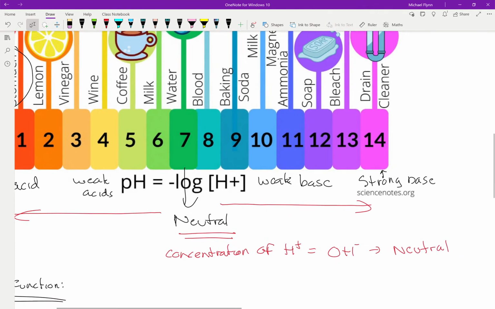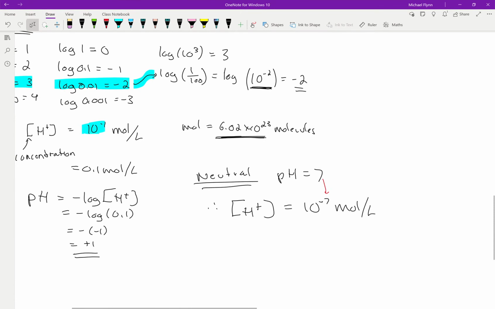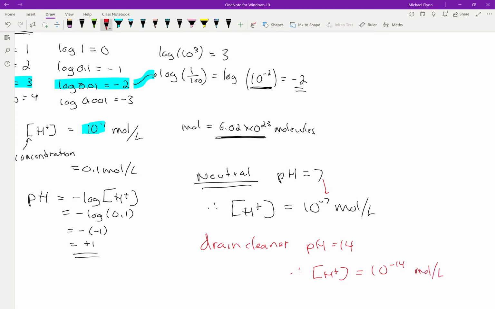Okay, so for example, if it's drain cleaner, I'll write it in red, drain cleaner has a pH of 14. So that means therefore the concentration of hydrogen in that solution would be 10 to the negative 14 moles per liter. Okay, so if that makes sense to you, very good.